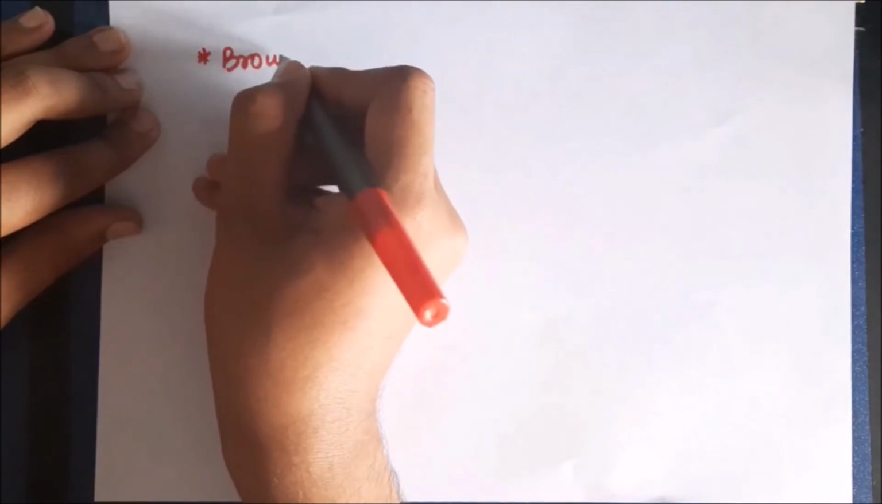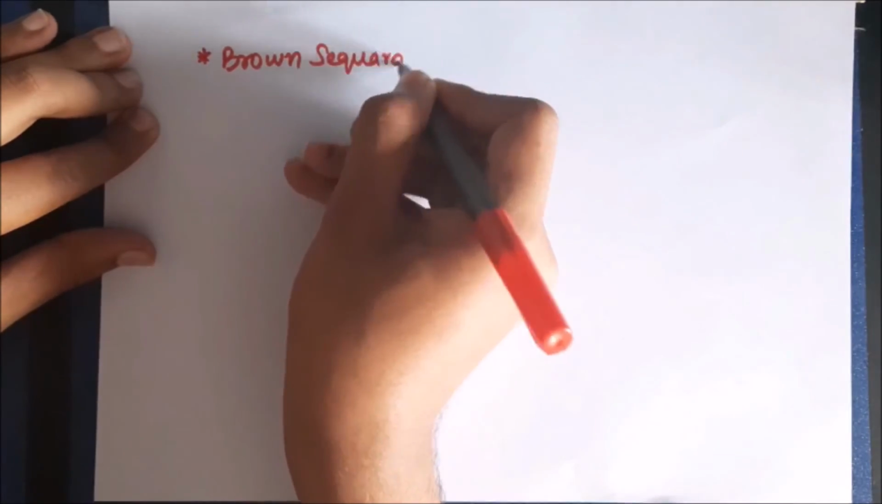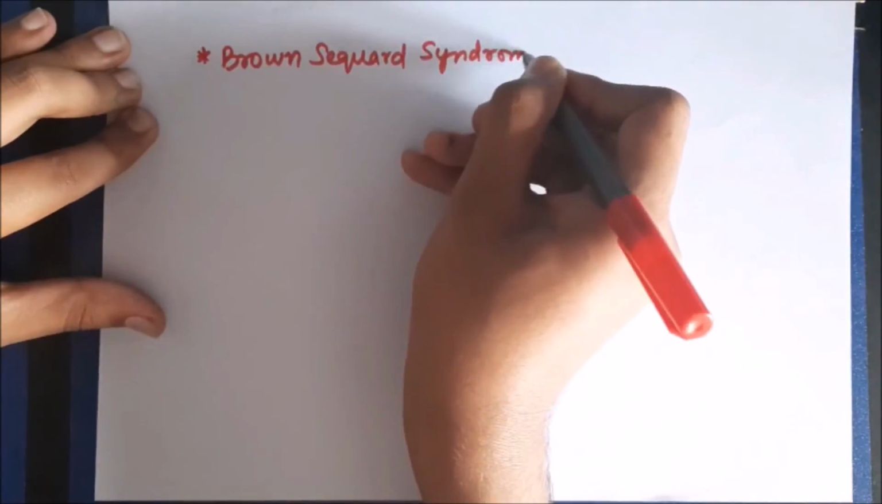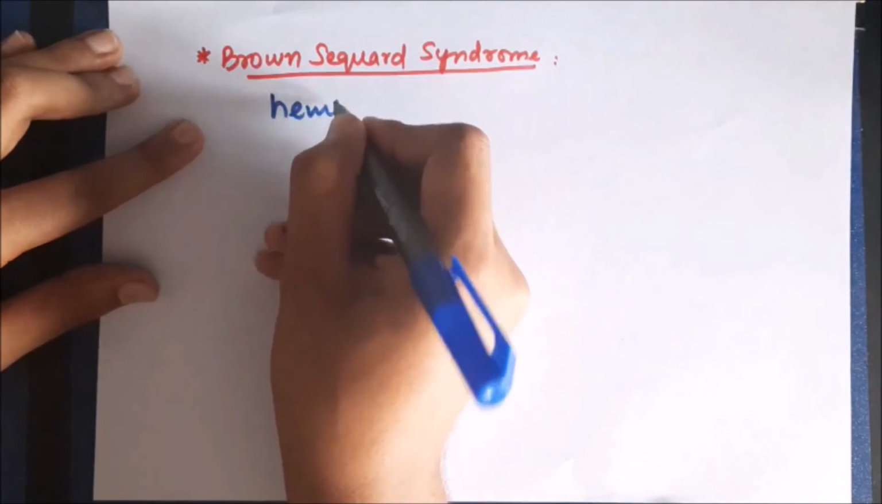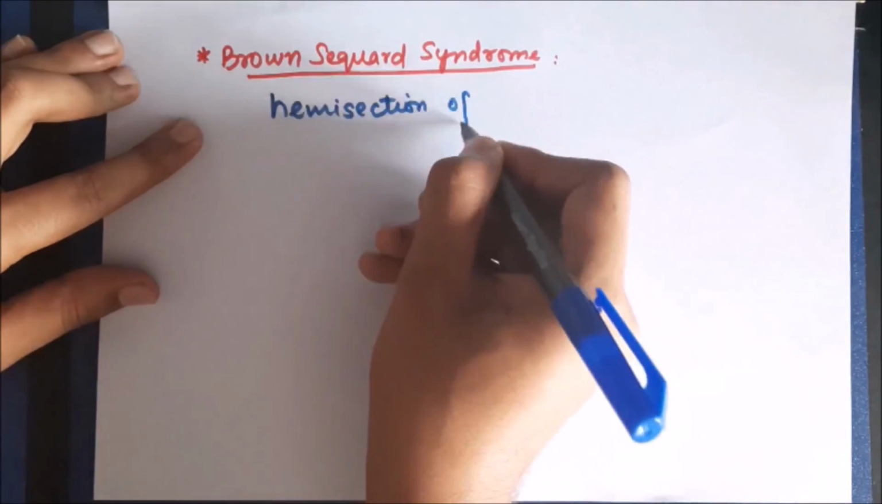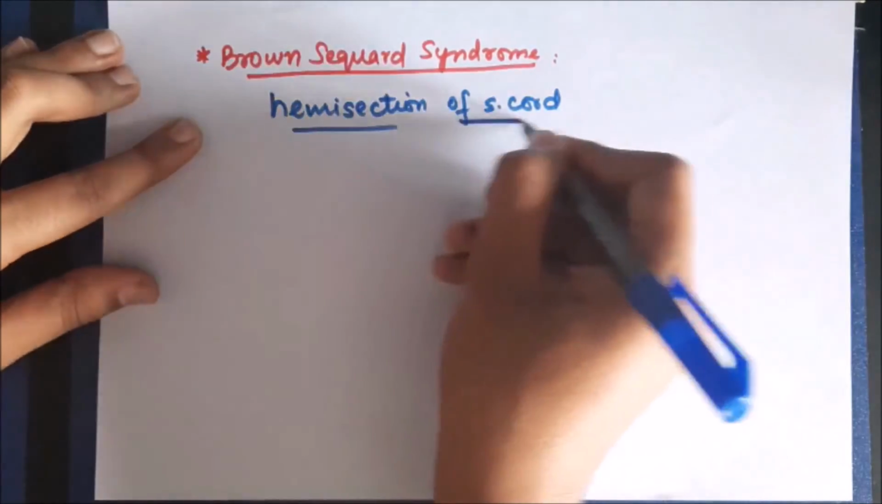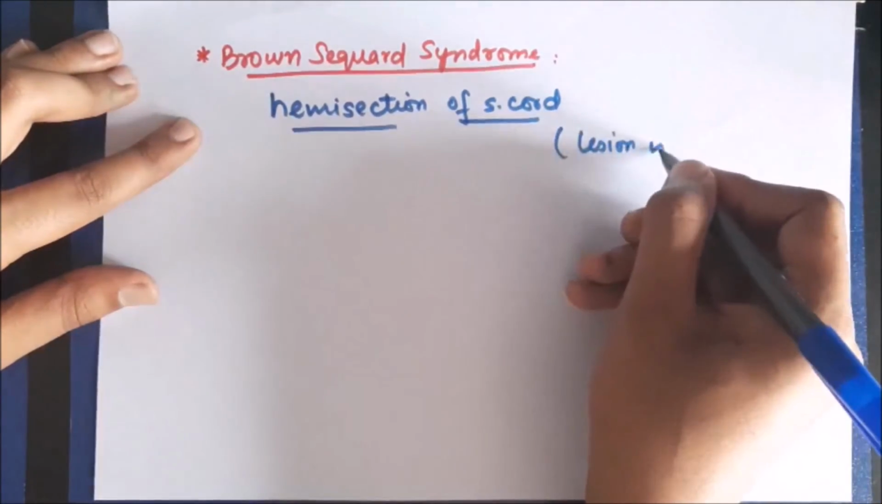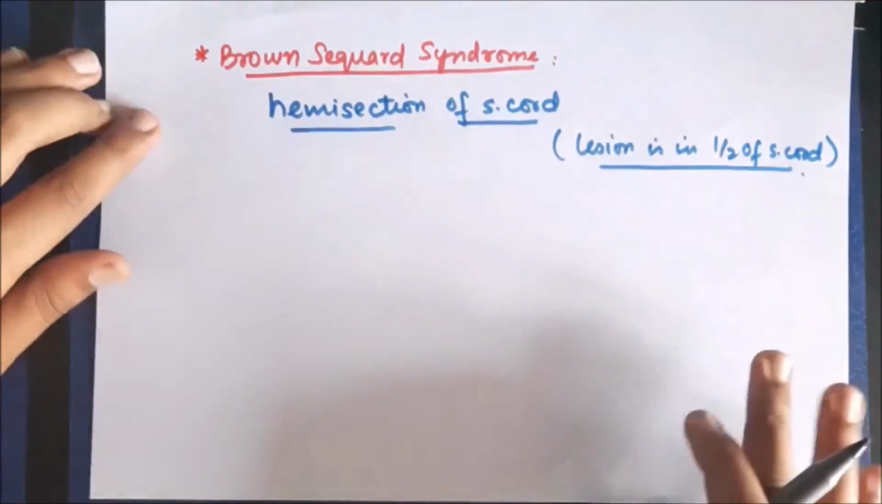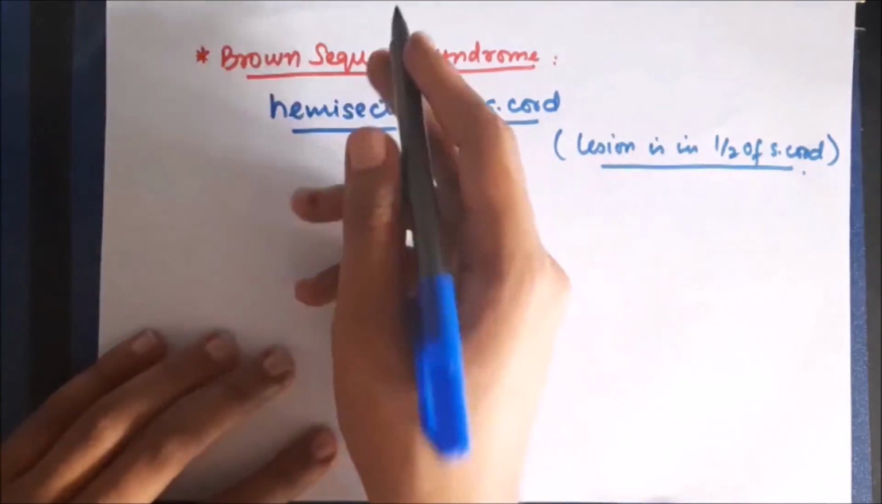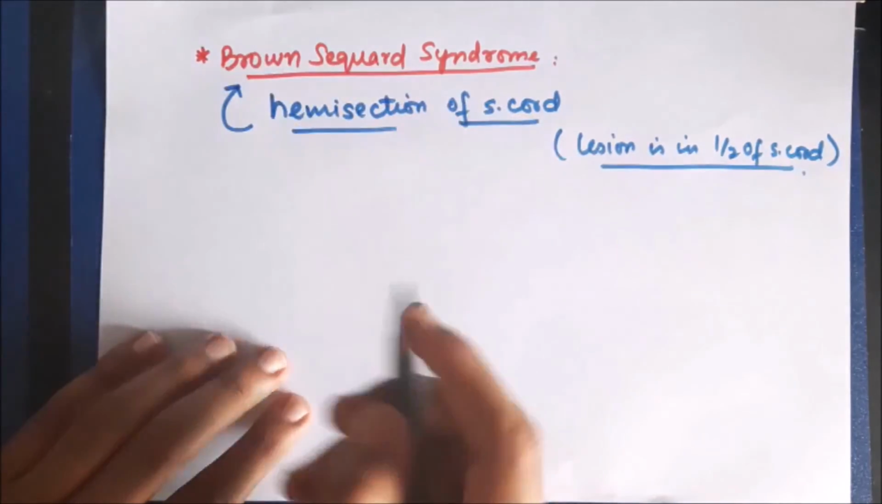Now, let us discuss the last topic of today's lecture, which is called Brown-Sequard syndrome. Brown-Sequard syndrome is a group of symptoms that are seen whenever there is hemisection of the spinal cord. It means whenever the lesion is only in one half of the spinal cord. Hemisection of the spinal cord will result in a group of particular symptoms called Brown-Sequard syndrome.